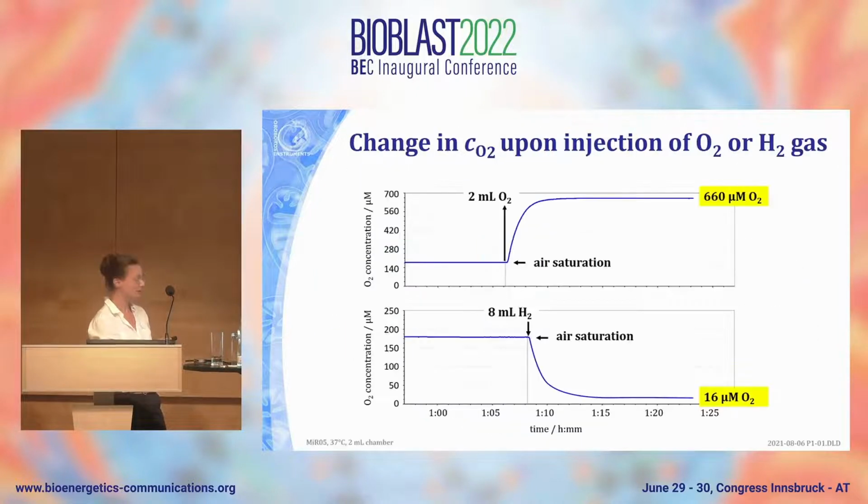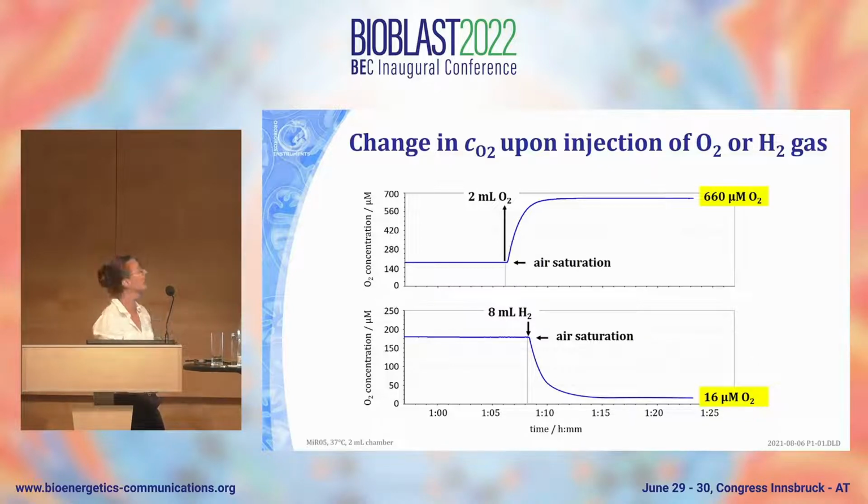You might think this is not too much, thinking about these big gas bottles, but I can show you a trace when you inject this oxygen or hydrogen into the gas phase. In the upper graph, we injected just 2 milliliter of oxygen, and starting at air saturation, it's only 3 or 4 minutes that you reach levels of 660 micromolar. And here we injected 8 milliliter of hydrogen, and again, starting from air saturation, within a few minutes you went down to 16 micromolar of oxygen. So we really have a huge range that we can cover by using these gases, injecting them into the gas phase. For oxygen, it's quite straightforward, because you just increase the oxygen concentration.